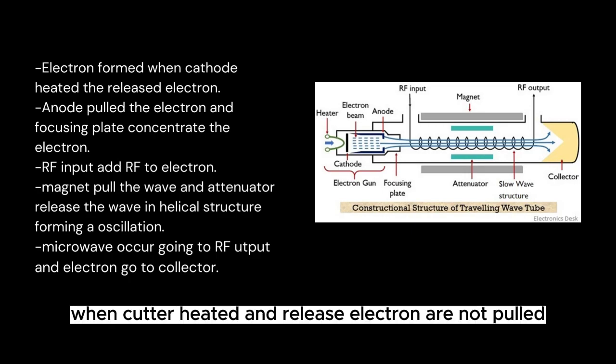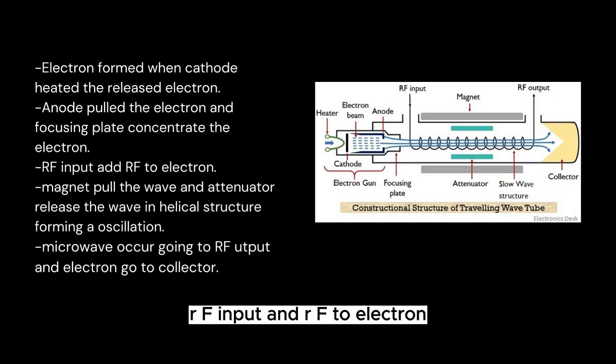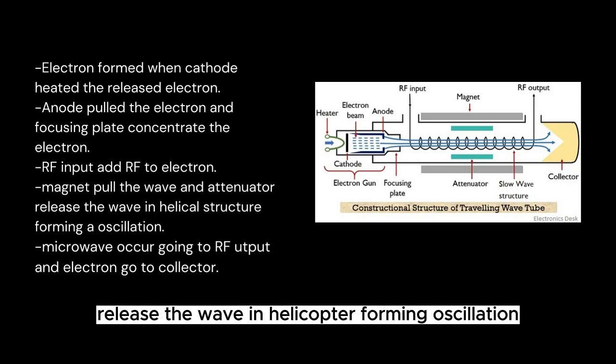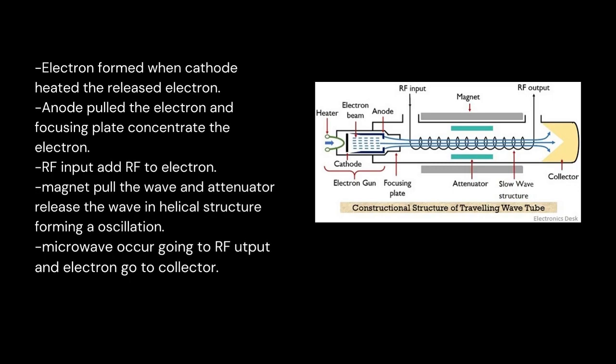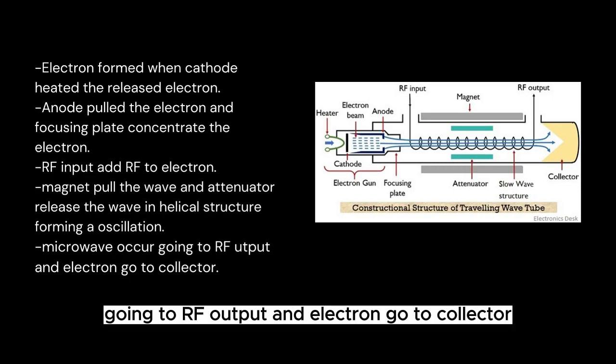Electrons form when the cathode is heated and releases electrons. The anode pulls the electrons and the focusing plate concentrates the electrons. RF input is applied to the electrons. The magnet pulls this wave and the attenuator releases the wave in the helical structure, forming an oscillation. Microwave occurs going to the RF output and electrons go to the collector.